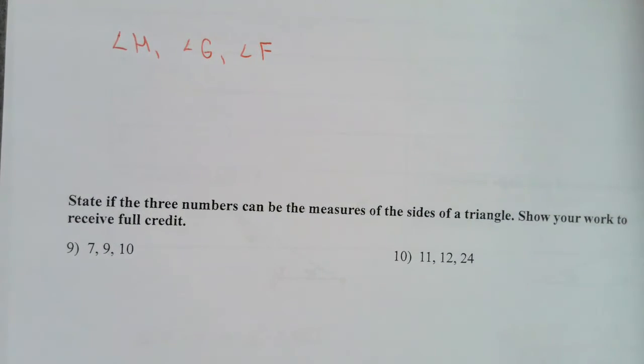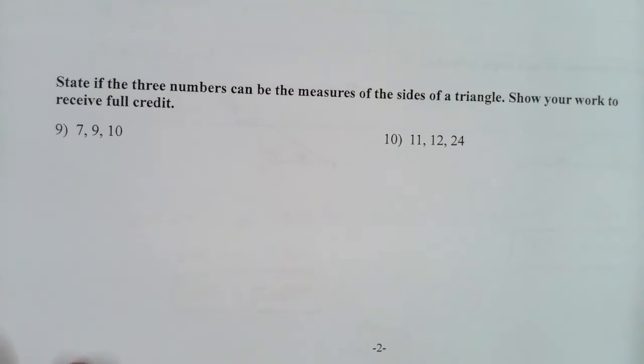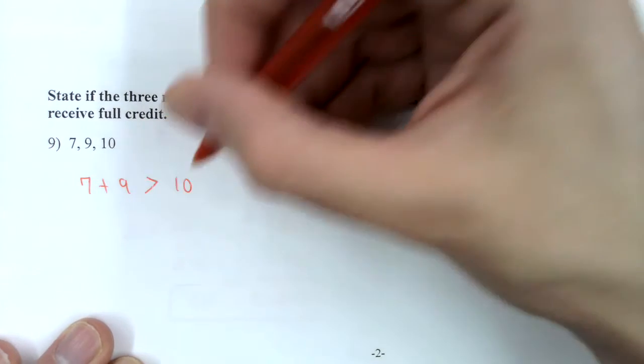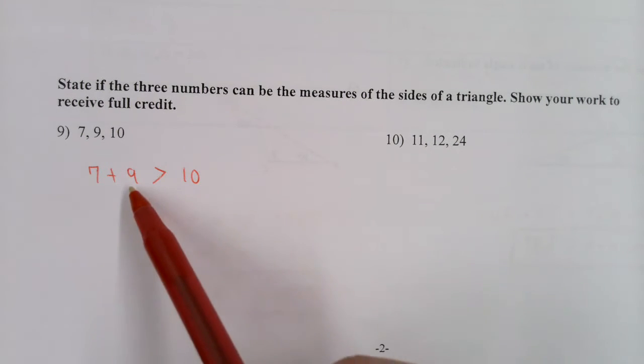State if the three numbers can be the measures of the sides of a triangle. Show your work to receive full credit. So what you have to do is add up the two smallest sides and see if it's bigger than the third side. So for example, if we do 7 plus 9, is that bigger than 10? Yes, it is. So I know the answer is yes, because I chose the two smallest sides over here.